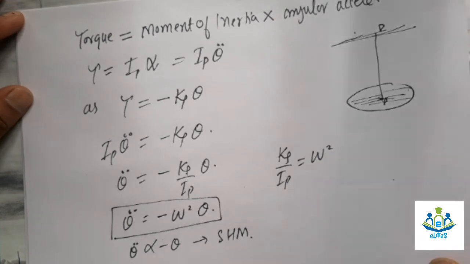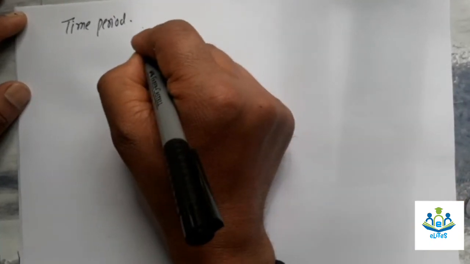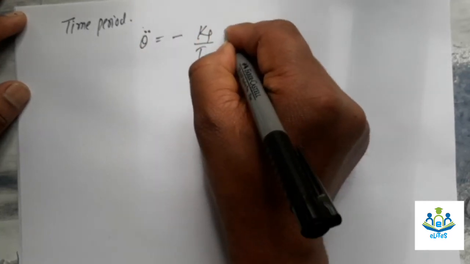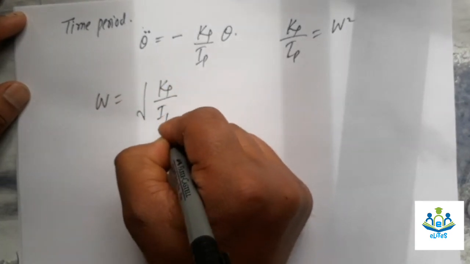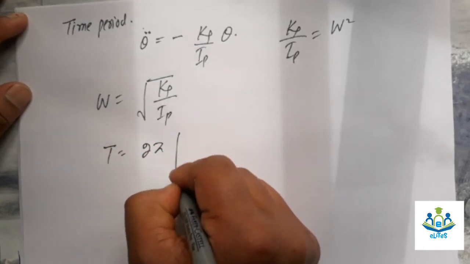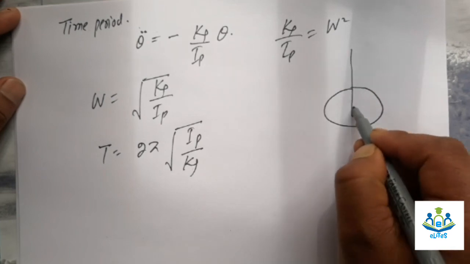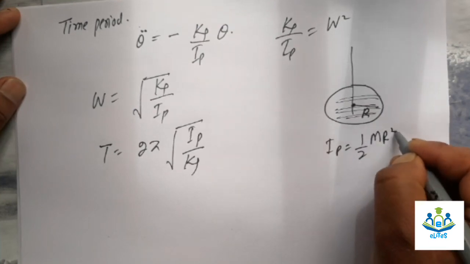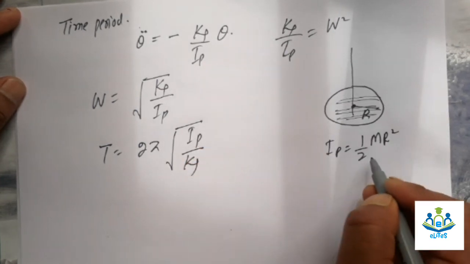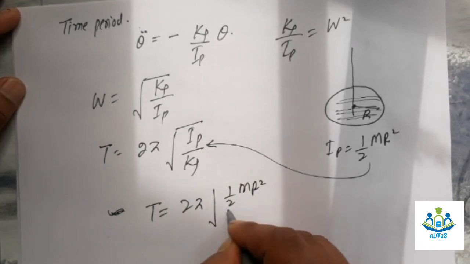Let's calculate the time period of this oscillation. As theta double dot is minus kappa over I times theta, this kappa over I is omega square, then omega is under root of kappa over I. So this time period will be 2 pi under root of I divided by kappa. Now the moment of inertia of the disc about an axis passing through the center is 1 by 2 m r square. So I can put the value here, 1 by 2 m r square. So the time period will be 2 pi under root of 1 by 2 m r square over this constant kappa.